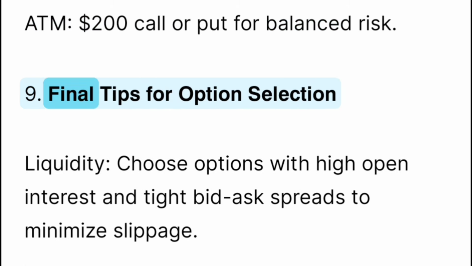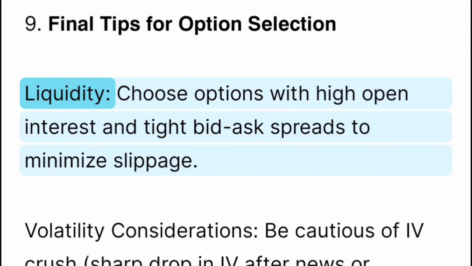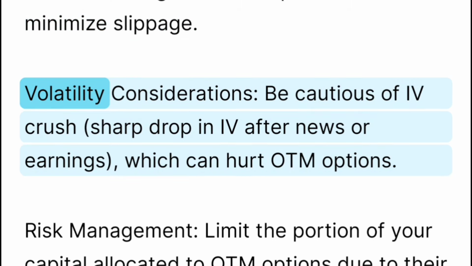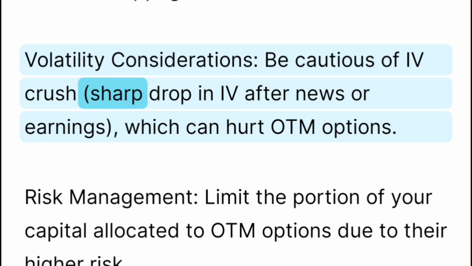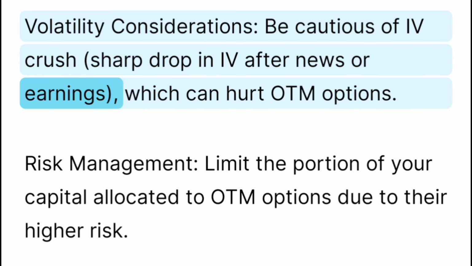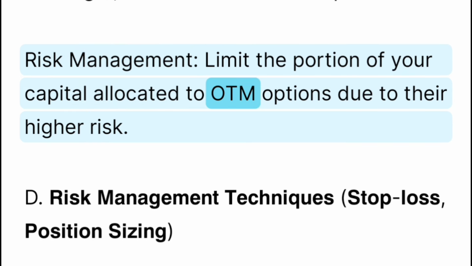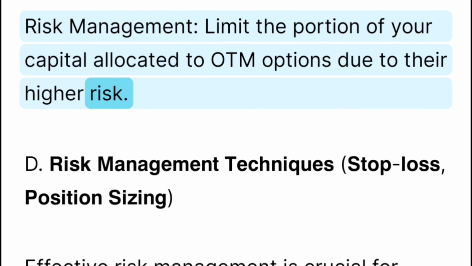9. Final tips for option selection. Liquidity: choose options with high open interest and tight bid-ask spreads to minimize slippage. Volatility considerations: be cautious of IV crush, a sharp drop in IV after news or earnings, which can hurt OTM options. Risk management: limit the portion of your capital allocated to OTM options due to their higher risk.